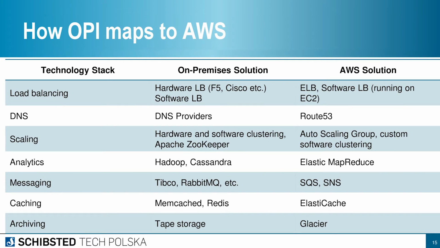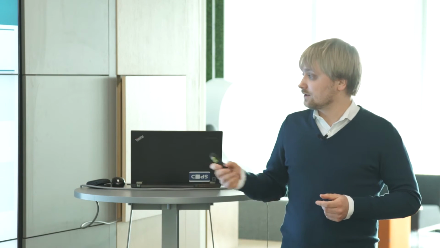For load balancing, we have hardware load balancers, Cisco, F5. Amazon's solution is Elastic Load Balancer. For DNS, various DNS providers, and Route 53. For scaling, we have hardware and software clustering, like Apache Zookeeper. In Amazon, we have auto-scaling groups, custom software clustering.